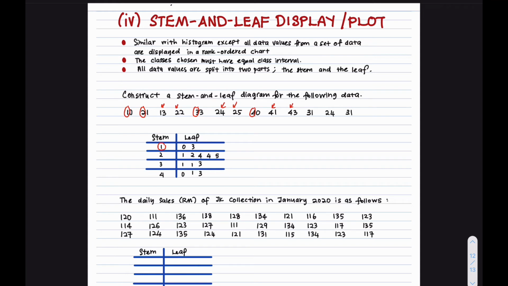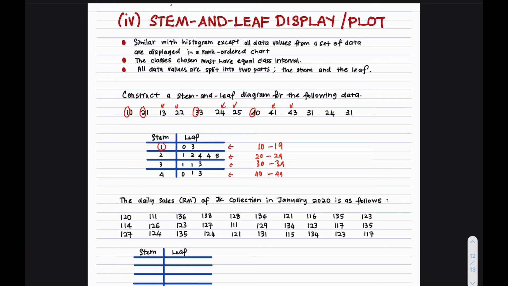And then nilai-nilai daripada 10 sehingga ke 19, sebab nombor 1 dekat depan. Maksudnya nombor 10 sehingga nombor 19 akan duduk di grup sini. Start daripada 20 hingga 29 dia akan duduk grup sini. Start daripada 30 hingga 39 dia akan duduk grup sini. Start daripada 40 hingga 49 dia akan duduk kelas yang ini.